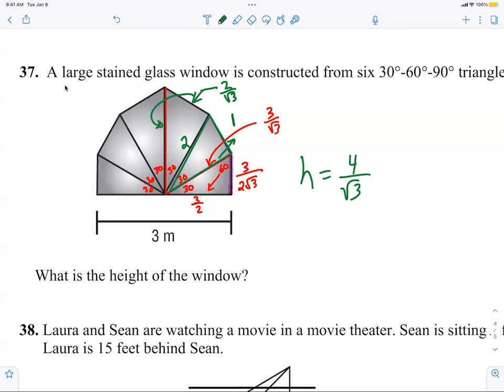But we're not going to leave it as 4 divided by radical 3 because we are brilliant. We're just going to say 4 radical 3 over 3. All right. Now, honestly, if you know that, then we're just in great shape.